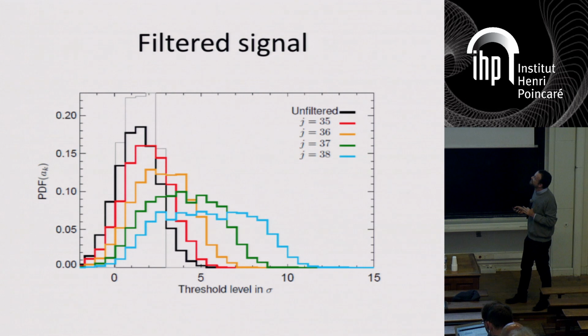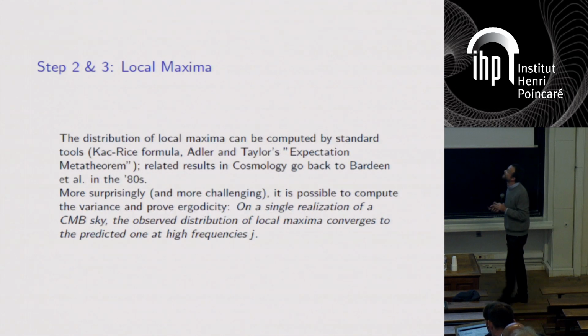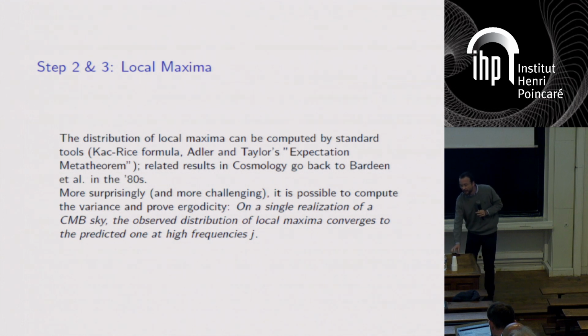So for instance, this black line are the original sources, which have a signal to noise centered around 2, ranging from 0 to 5. And then the other color lines give you the signal to noise ratio as you go to higher and higher filter map. So for instance, for this J38, which is the highest value corresponding to the highest multipoles in Planck, you see that the signal to noise has improved a lot. It's much more on the right. Okay? So this is step number 1. Step number 1 is filter the map with these needlets.